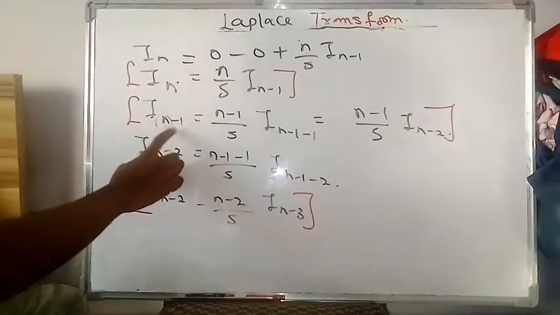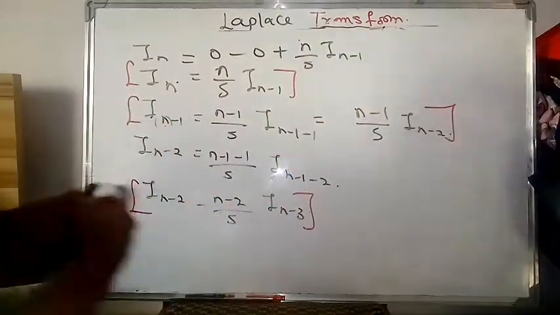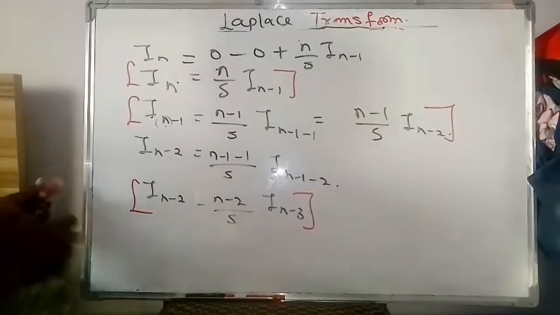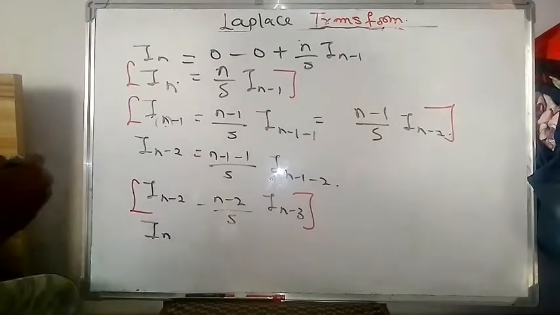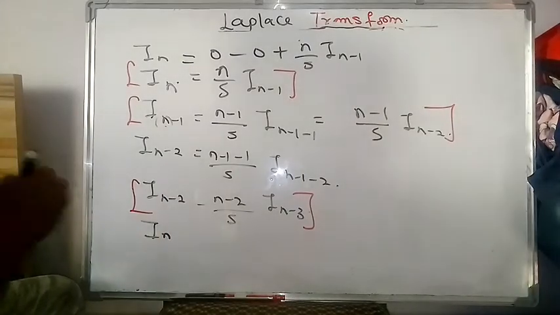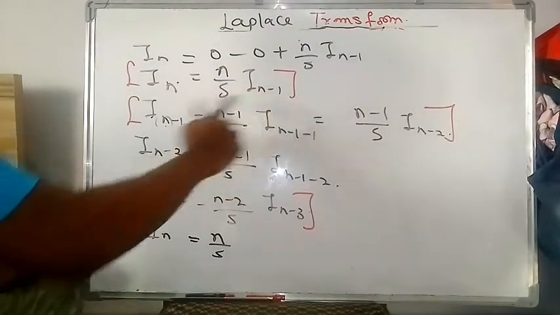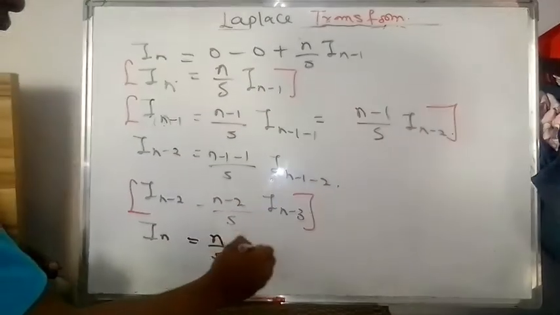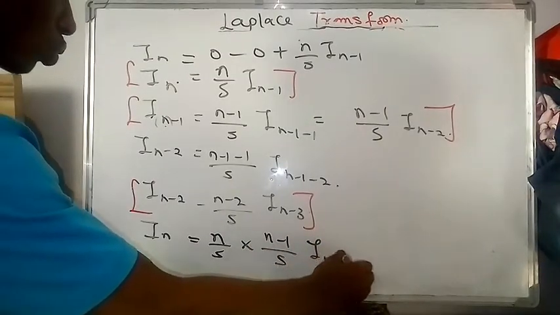So substituting I subscript n minus 1, I'm going to put n minus 1 divided by s, I subscript n minus 2. So we'll be having I subscript n is equal to n divided by s, right? Now, any I subscript n minus 1, I'll replace it with this, times n minus 1 divided by s I subscript n minus 2, right?